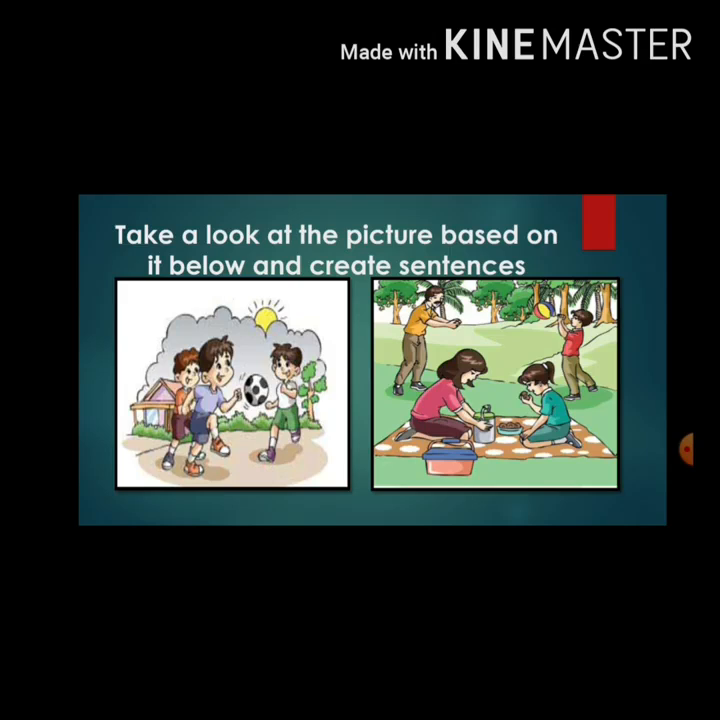Okay, let's take a look at the picture. Let's practice. In the picture on the left, there are 3 boys playing football, right? So if we make it into sentences in simple past, it would be: there were 3 boys in the yard. They played football. The sunshine was bright, right? They were very happy.